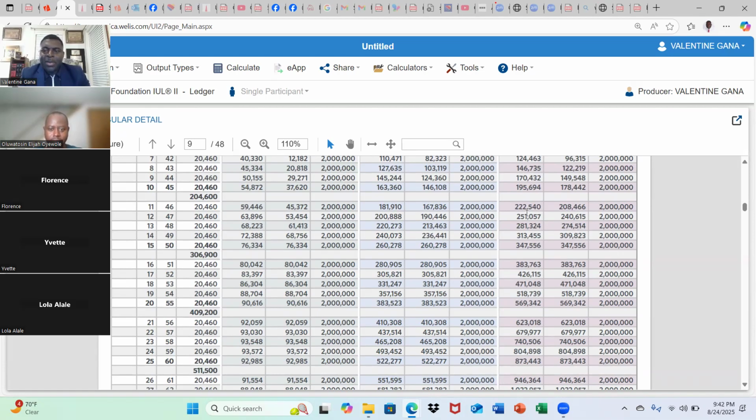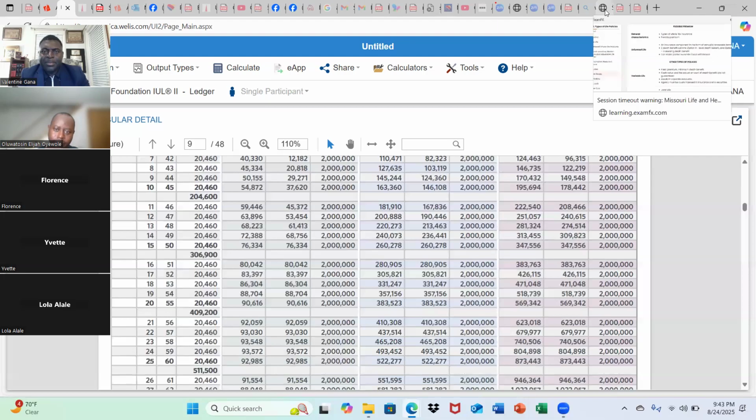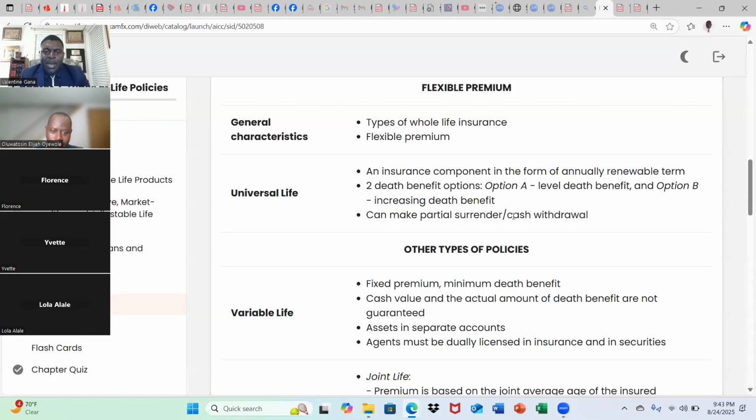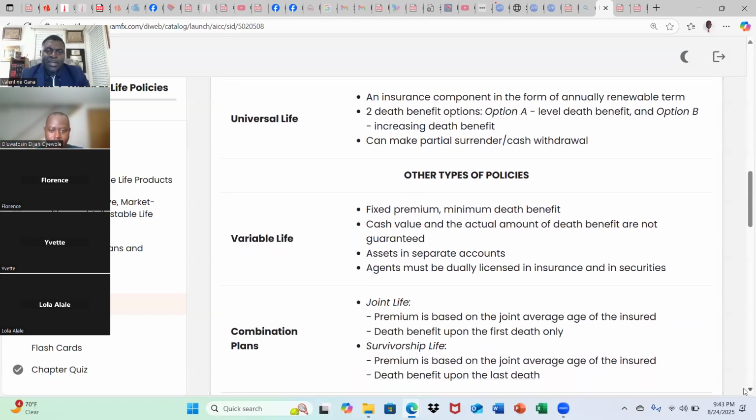So we never run a policy with level. We never recommend level. We always run it with graded. Now they say graded will increase your cash slightly more than level, but it's not worth it. So let's go back. I just wanted us to understand that concept by running that so that we can see the difference.